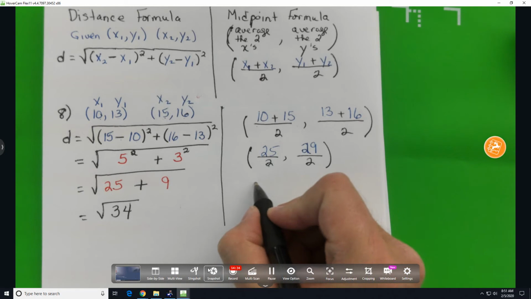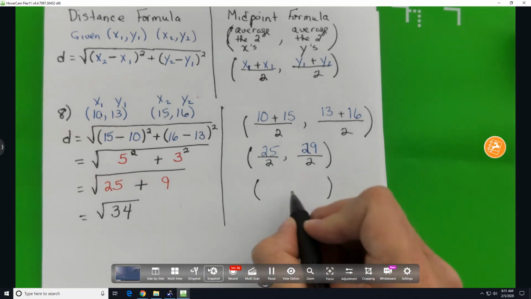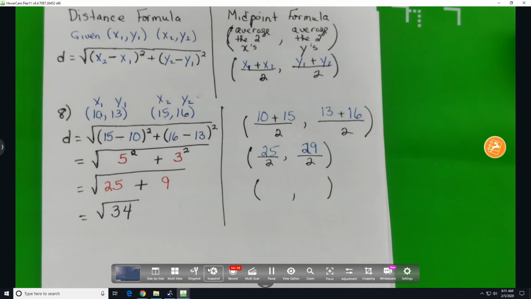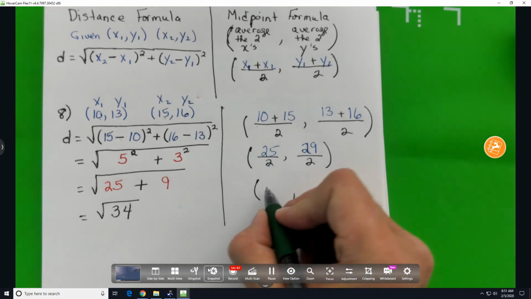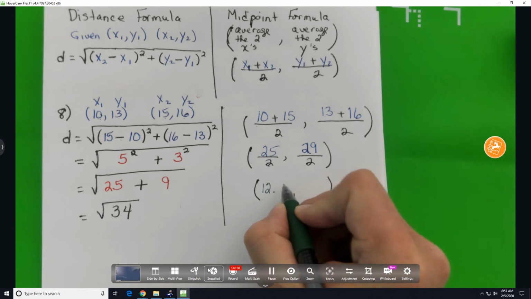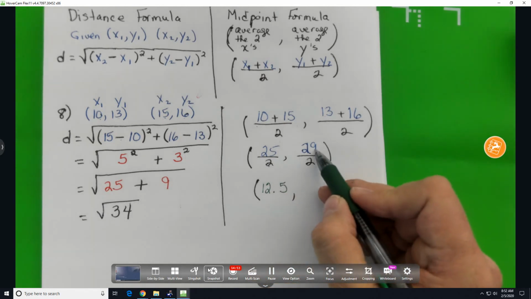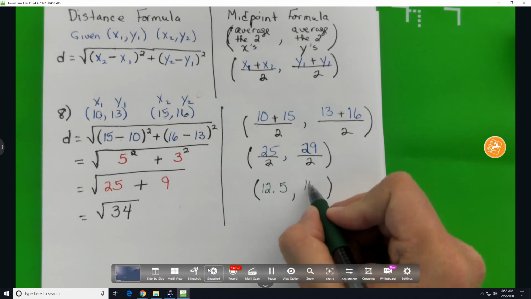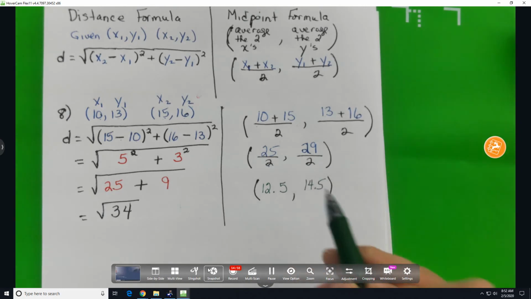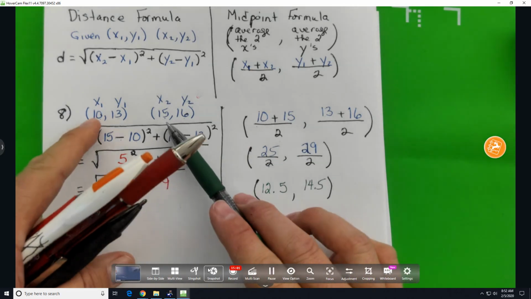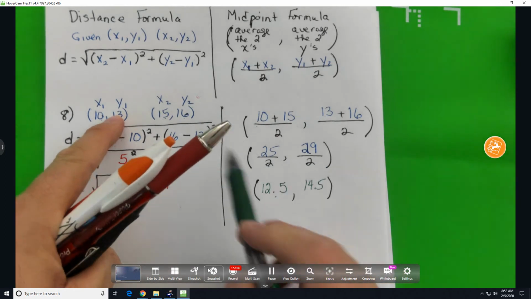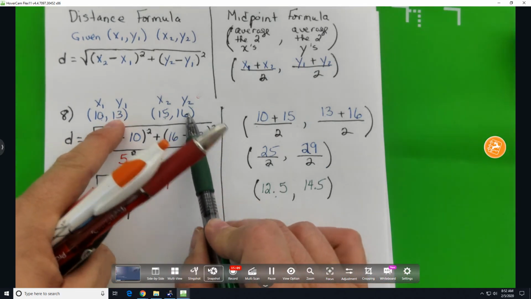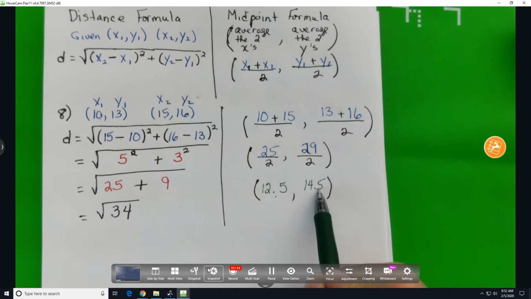Although you're not going to punch in any decimal numbers in your answers, it might make a little more sense if you wrote these as decimals. The 25 divided by 2, if I can play calculator, is 12.5. 29 divided by 2 is 14.5. So what this is saying is the number that's right between 10 and 15 is 12.5. The number that's right between 13 and 16 is 14.5.